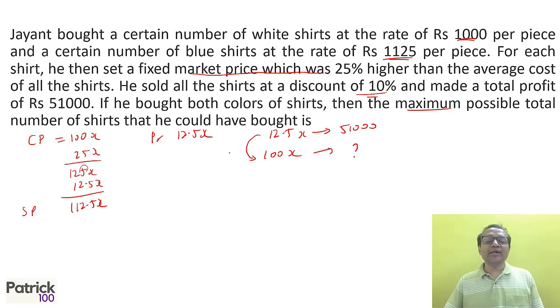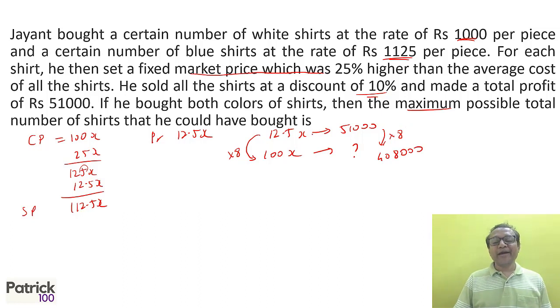Look, 12.5 to 100 is 8 times. So this also will be 8 times. That means this cost will be 408,000. If 12.5x stands for 51,000, the profit is 51,000. The cost, which is 100x, stands for how much? You cross multiply, you will get 4,08,000.